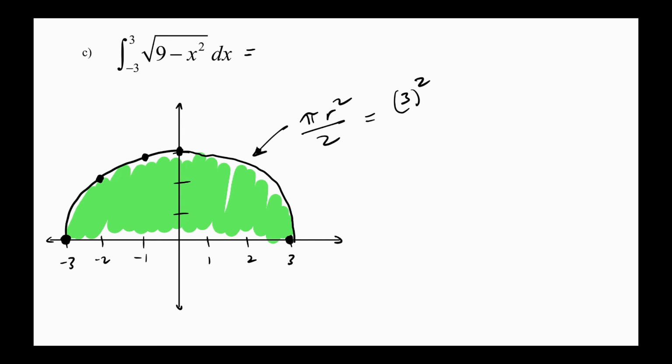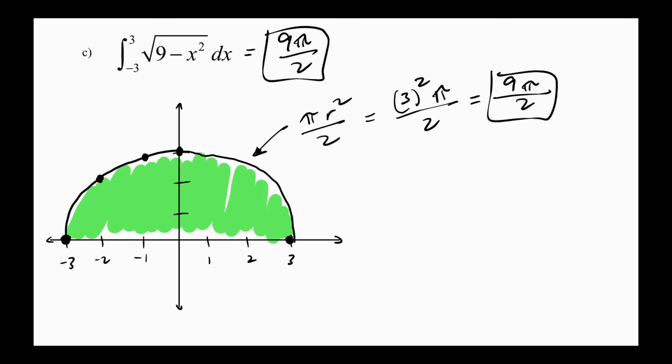So 3 squared times pi over 2. 3 squared is 9, so 9 pi over 2. Most of the time, you'll leave it like that. Okay? Most of the time, like I said, I've never seen them say on a test or a quiz, change that to a decimal. Never seen it. It'll always be in pi.